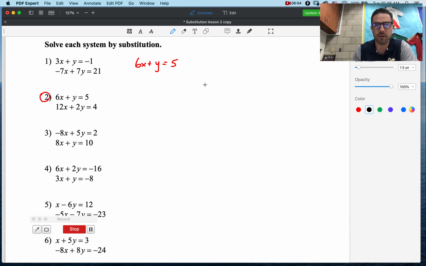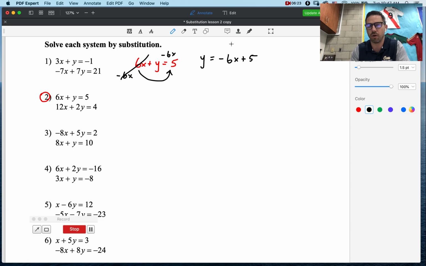Now I want this y by itself, so I'm going to move the 6x over. I'm going to say negative 6x, and it looks to me like we have y equals negative 6x plus 5. You could put the 5 first. It could be 5 minus 6x. That's fine. It's still going to work. Trust me, it'll still work.